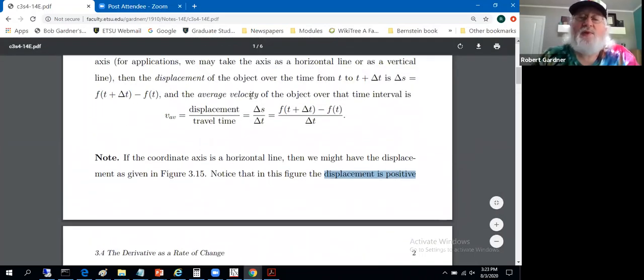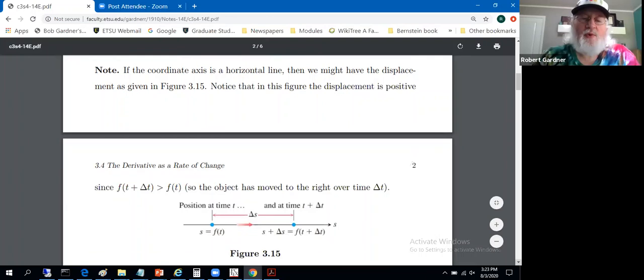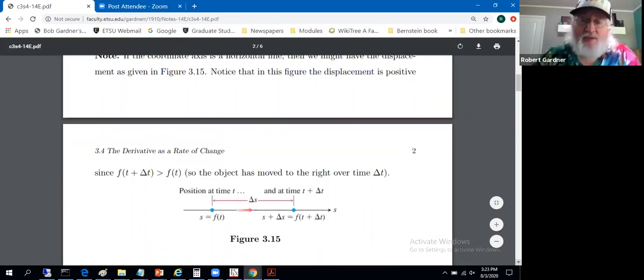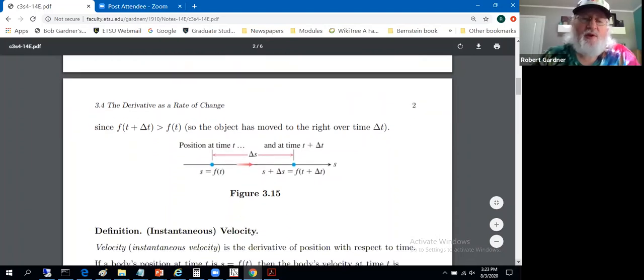The displacement is this quantity here, delta s, where the object ends up at time t plus delta t minus the position it had initially at time t. So it could move to the left or the right. That displacement could well be negative if the object was moving to the left and it ended up to the left of where it started.